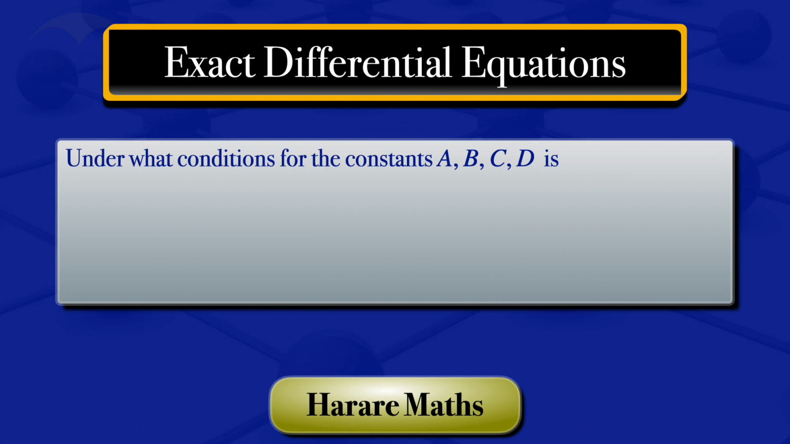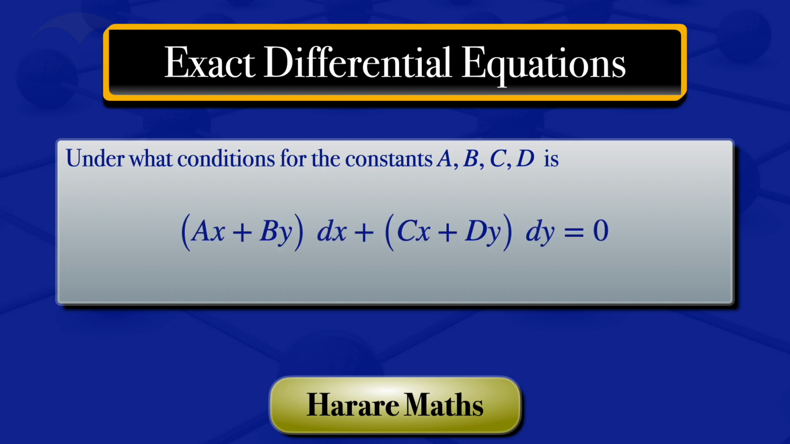In this video, I'm going to find the conditions for the constants a, b, c, and d that make the ordinary differential equation (ax + by) dx + (cx + dy) dy = 0 exact. So we want the values for a, b, c, and d that make that differential equation exact.